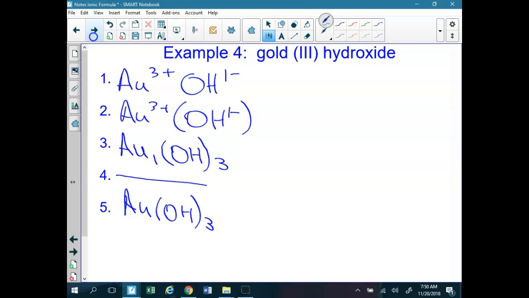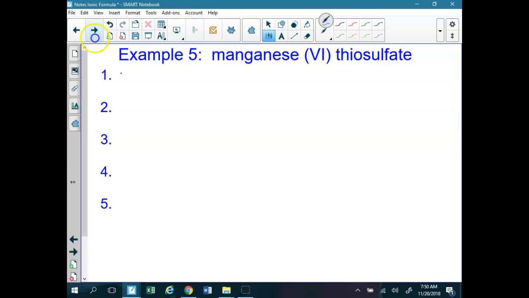All right. Number 4, questions. Okay, number 5, manganese. That's Mn 6 plus. Okay. Thiosulfate. I believe it's S2O3 2 minus.